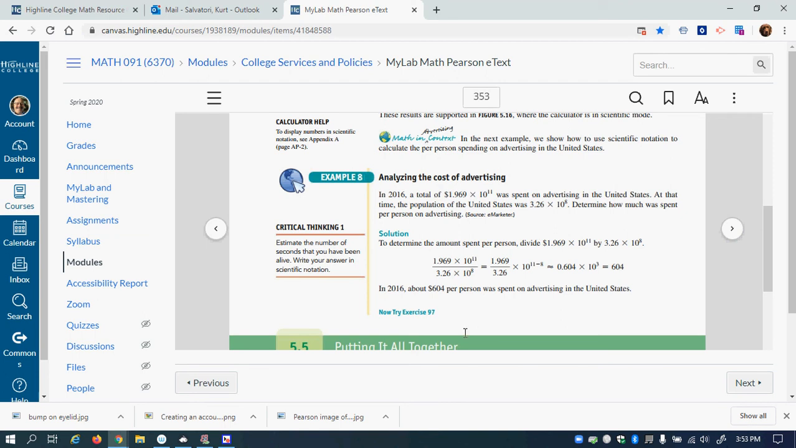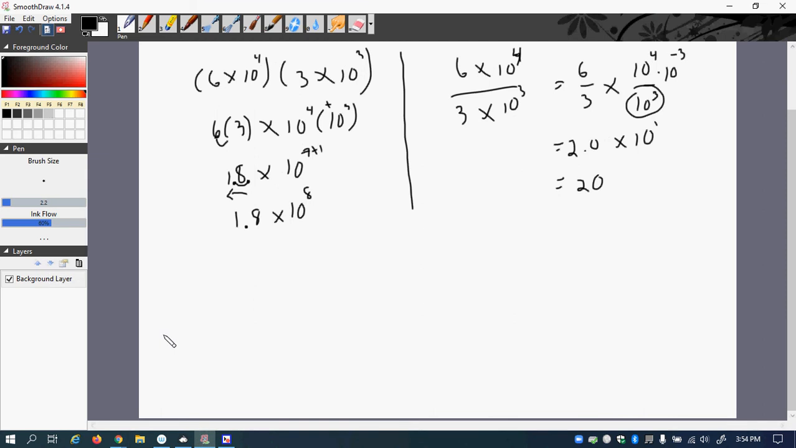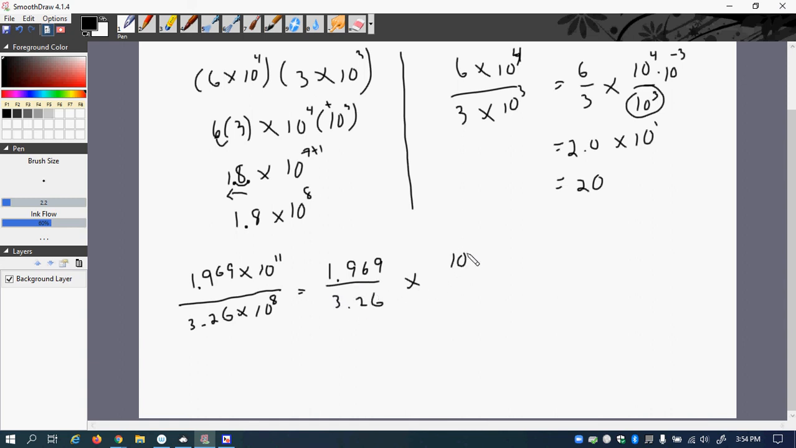And so this is what we'd get. So if we go back to our notes to do this, okay, I'm going to write it down. So we're going to do 1.969 times 10 to the 11th, that's all divided by 3.26 times 10, and that's to the, I think, the 8th power. Okay, so we split it up. It's 1.969 divided by 3.26 times 10 to the 11th over 10 to the 8th. So now we do this part on our calculator.